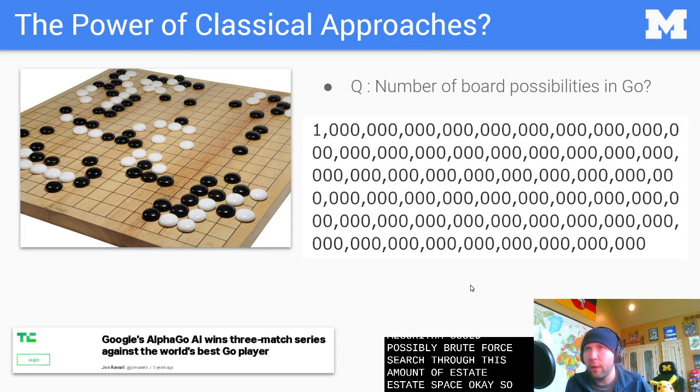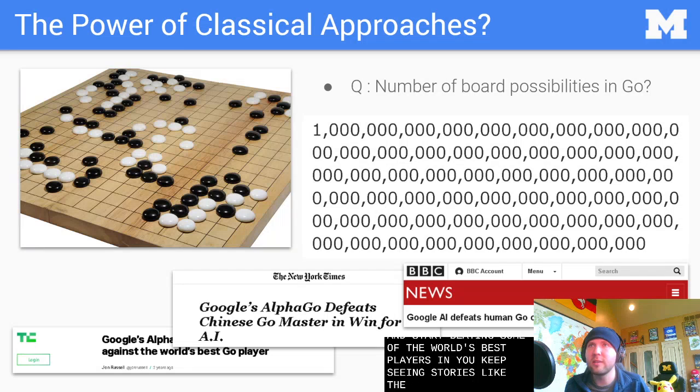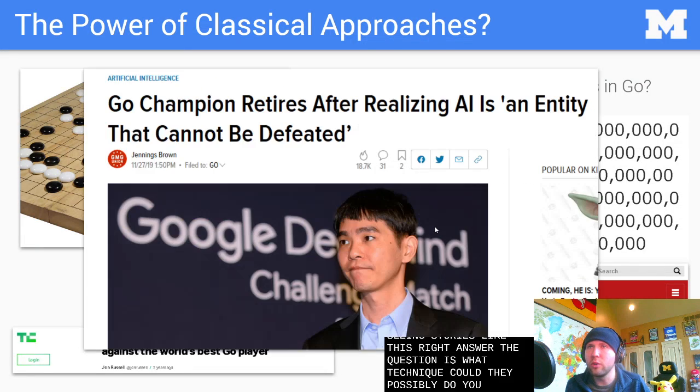So, classical approaches aren't going to work with this game. However, that hasn't stopped companies like Google's AlphaGo from being able to win and start beating some of the world's best players. And you keep seeing stories like this, right? And so the question is, what technique could they possibly be using? Is it classical or is it something new? And then this is a pretty depressing quote right here. Go champion retires after realizing AI is an entity that cannot be defeated. That's pretty dramatic, isn't it?